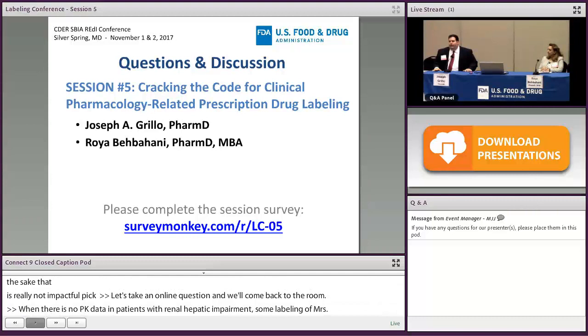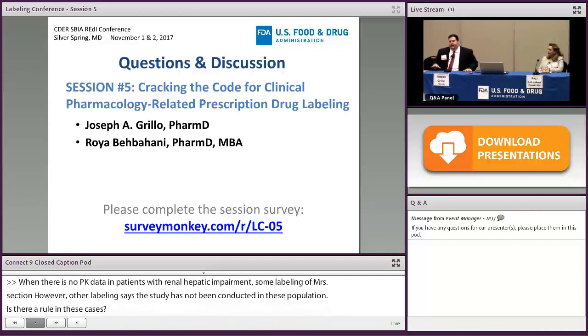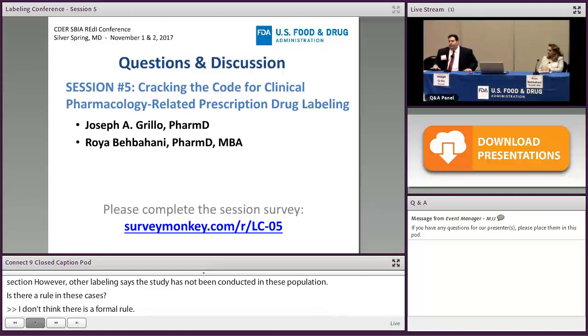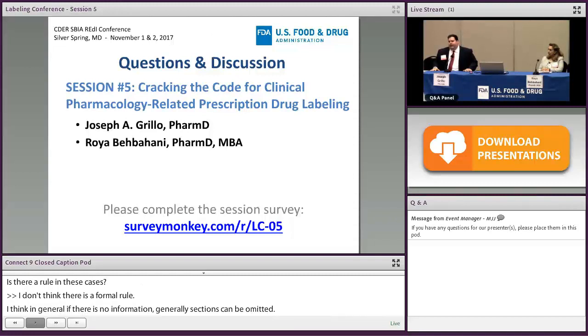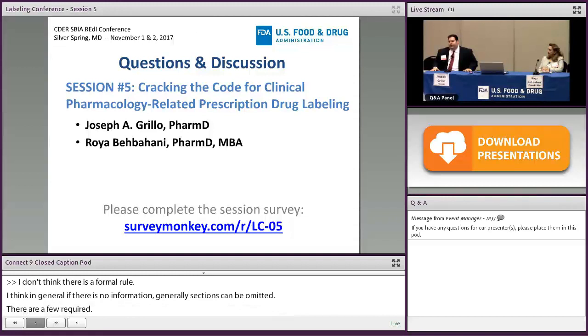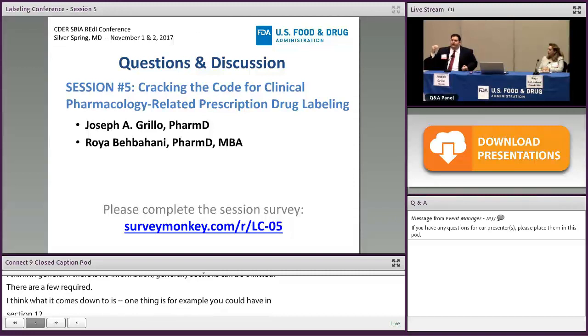I don't think that there is a formal rule. I think in general, and this was said yesterday, that if there's no information, most of the sections can be omitted. There are a few that are required sections and subsections. I think what it comes down to is, for example, you could have in section 12.3 that there's no effect or the information is unknown, and then really there's no additional context to put into 8.